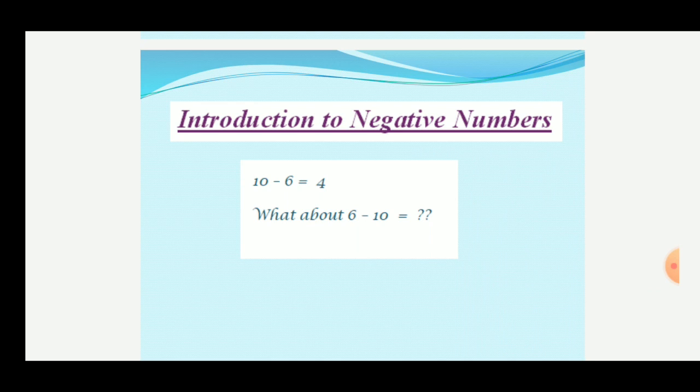Negative numbers represent opposites. If positive represents movement to the right, negative represents a movement to the left. Negative numbers are usually written with a minus sign in front. For example, negative 4 represents a negative quantity with a magnitude of 4 and we read it as minus 4 or negative 4.